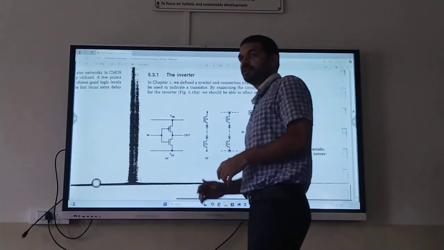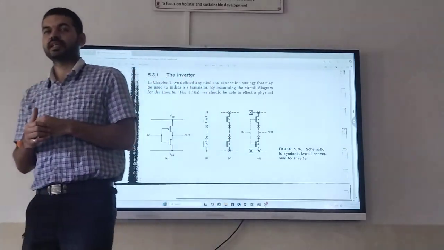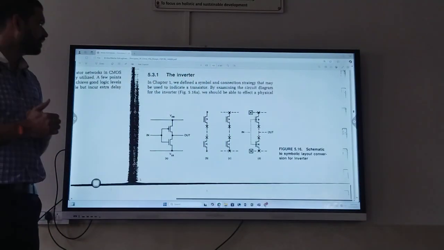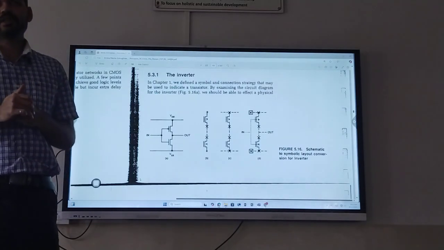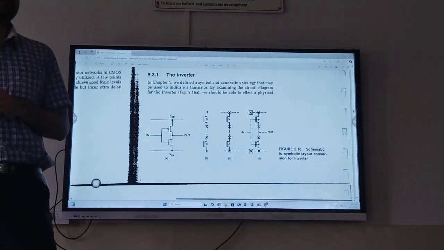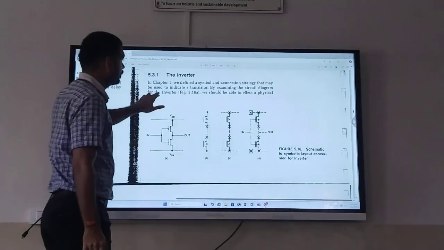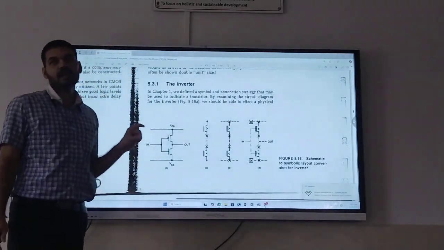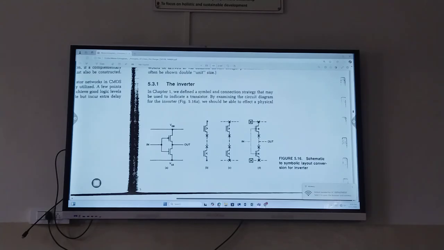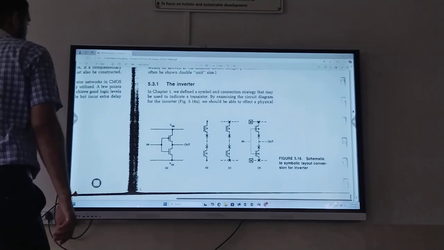In the previous class we have seen CVSL logic. Many were absent, so you can go through the video where I have explained how the actual circuit behaves or how it functions. Next, coming to the electrical and physical connections or design of the basic circuits.